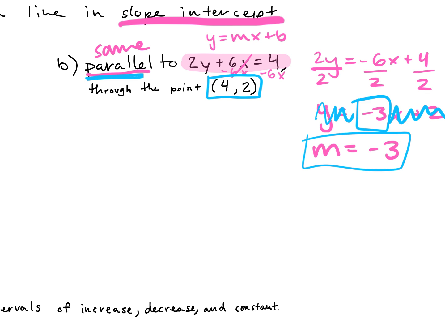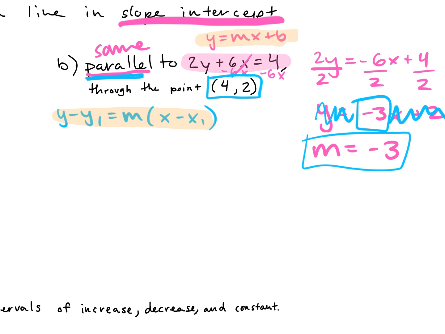What do I have? The slope and a point. So we want to use point slope form. What is point slope form? Awesome. So these are another 2 formulas that you have to know for your quiz tomorrow: point slope form and slope intercept form.